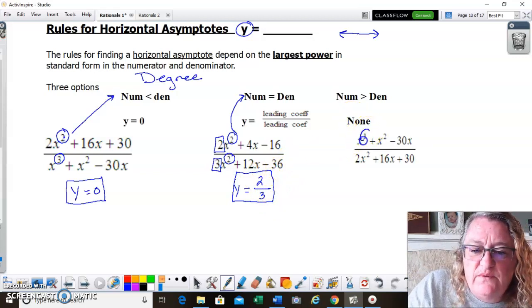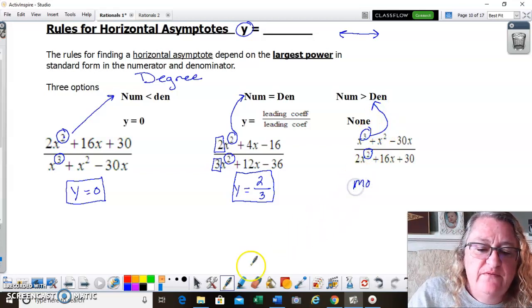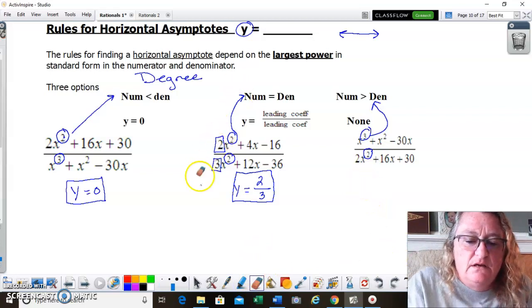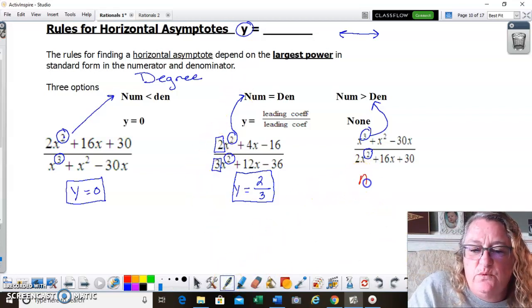On this last one, if we look, the degree of the numerator is actually larger than the degree of the denominator. So that means there will be none. Well, it would help if I used the right letters when I'm writing words, wouldn't it? All right, so that means it actually would be none.